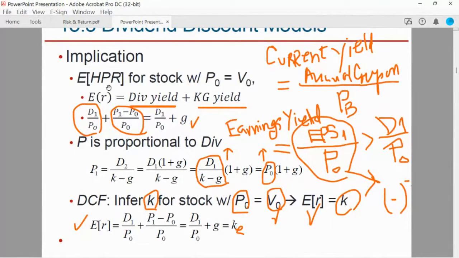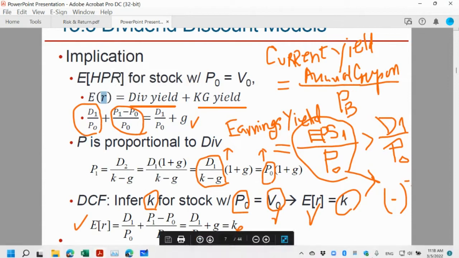We understand expected holding period return. Don't get carried away by the differences in the notation. Holding period can be 1 year or 1 month or anything, 1 quarter. So ignore that. We'll just assume the holding period as 1 quarter, right? Why 1 quarter? Because basically they pay dividends. If they pay dividends, it's quarterly, right? So the model, basically the dividend discount model.